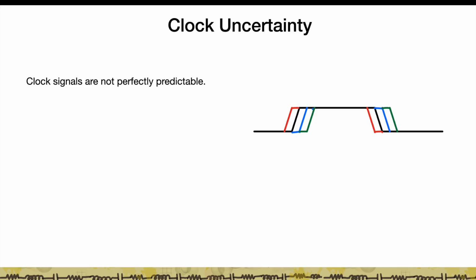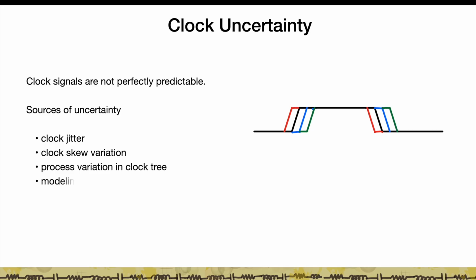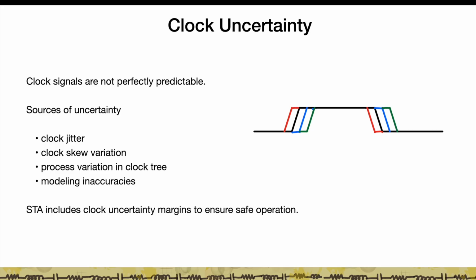Even a perfect clock tree can't guarantee that the clock edge arrives at exactly the predicted time on every cycle. Real clocks have variability, and this variability is captured in timing analysis through a parameter known as clock uncertainty. Clock uncertainty is a catch-all margin that accounts for several sources of unpredictability: cycle-to-cycle variation in the clock generator, also known as jitter, residual skew that the CTS tool couldn't fully eliminate, process variation in the clock tree buffers, and inaccuracies in the timing models used during analysis.